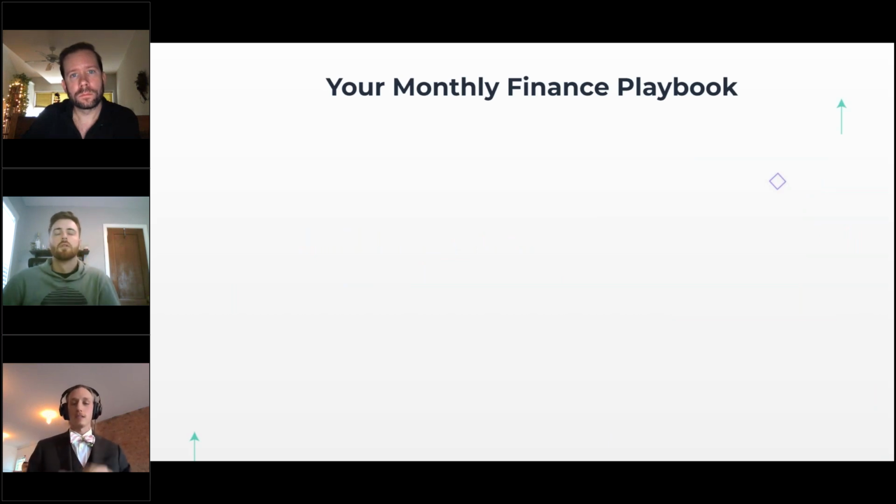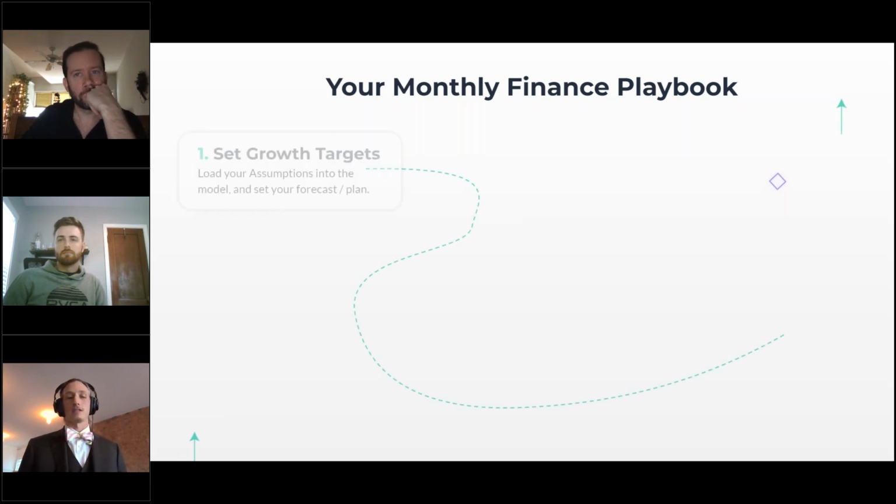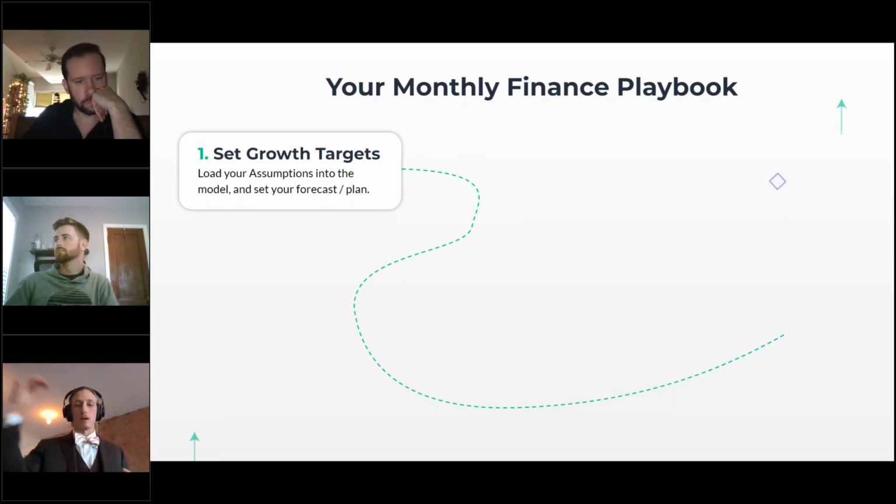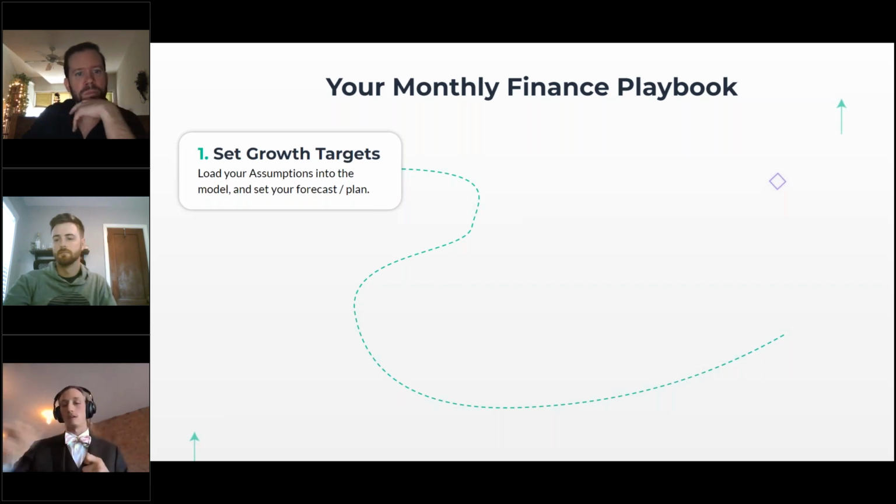So this is your monthly finance playbook as we view it. And it starts with setting your growth targets. This might be something you've done in the model when you raise capital. When you set out to raise capital, you build that model, you set some growth targets, and you talk to investors about how you want to reach these milestones with the raise. So the first thing you do is set your targets and your forecast. You've got your growth targets, your customer targets, your revenue targets, your hiring plan, your expense budgets. Those are targets. All of this you're setting up in the model. That's the first thing you've got to do.